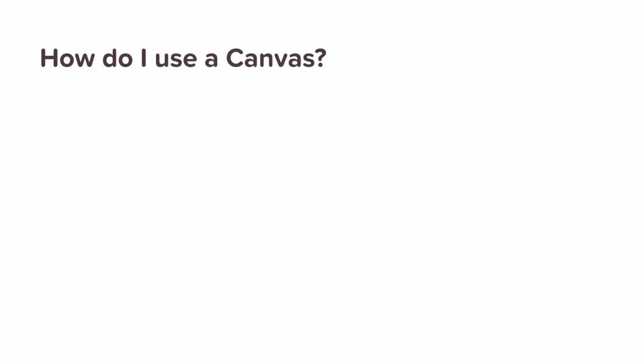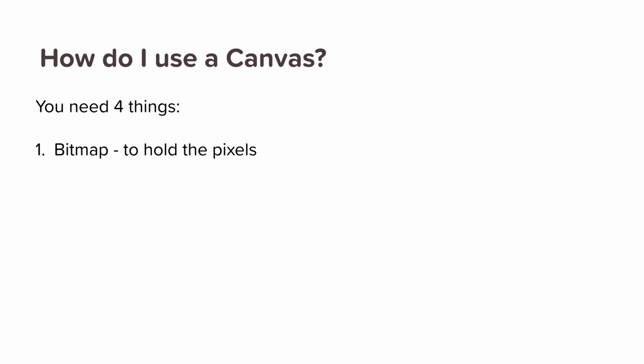Okay, so we know what a canvas is and the coordinate system and how that works, but how do I actually go about using this canvas object? You need four things in order to draw something with a canvas. First, you need a bitmap to hold the pixels that will draw on screen for the user to see. Then you need a canvas, the canvas object that we've got in that onDraw call, and this will host all our drawing calls. So we'll call canvas.drawRect, canvas.drawText, whatever.